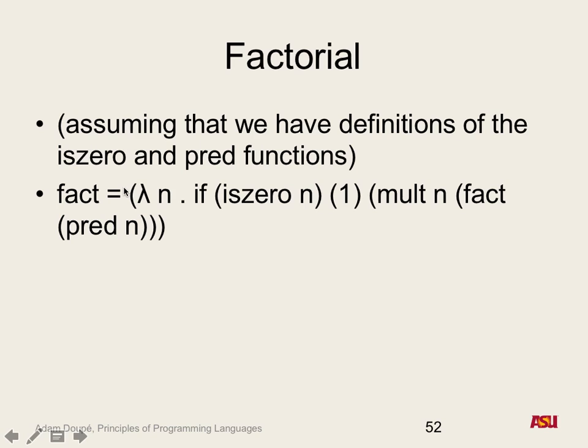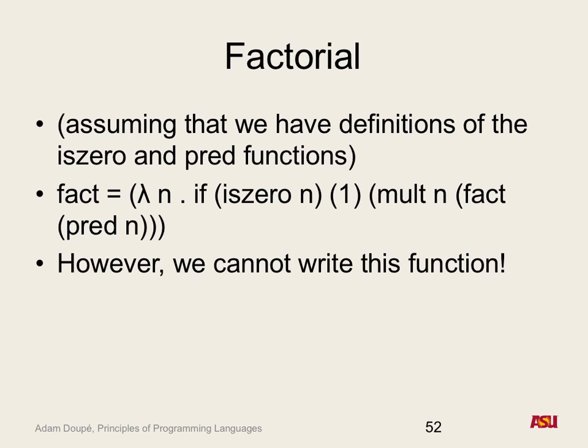Then we'd want something like this, a direct translation of that program into Lambda Calculus. So factorial is lambda n: if n is 0, return 1. Otherwise, multiply n with factorial of the predecessor of n. So multiply n times factorial of n minus 1. But the problem is we cannot write this function, even though this seems incredibly simple, because of this factorial. We're using factorial inside there. So this is not a definition. This is a recursive definition.